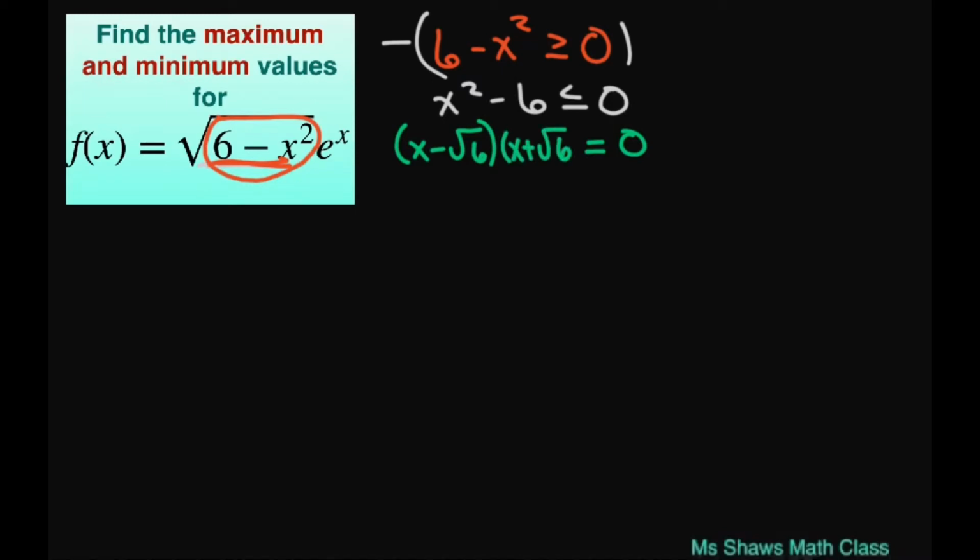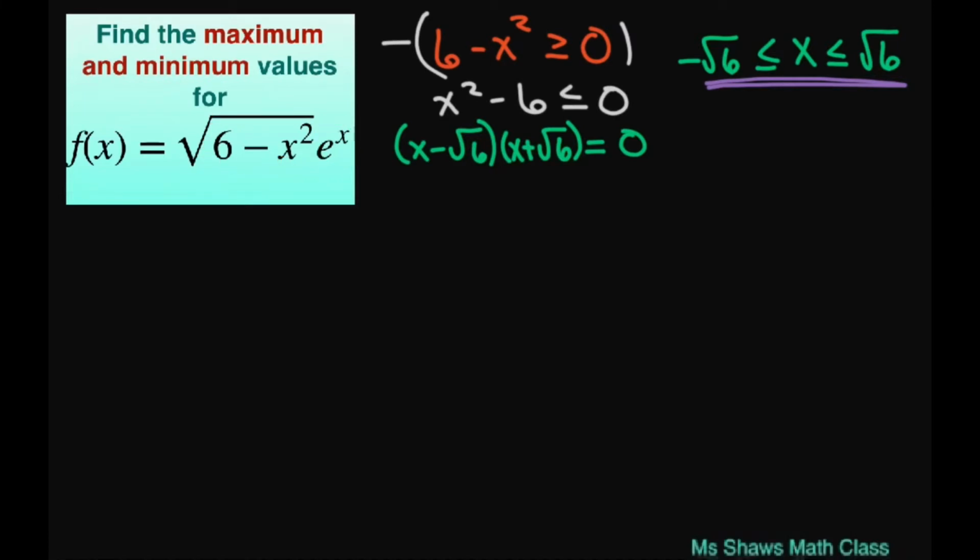So basically, that means no matter what the e to the power of x is, our x has to be in between negative square root of 6 and square root of 6. That gives you your boundaries for your domain. Now let's go ahead and differentiate this. And I'll erase this so we can see.